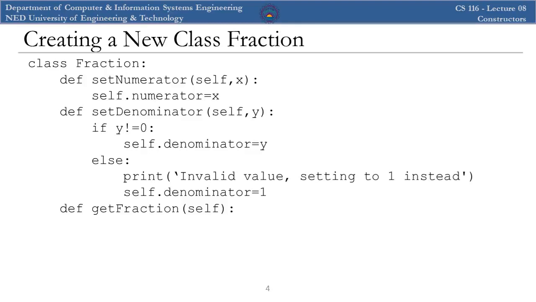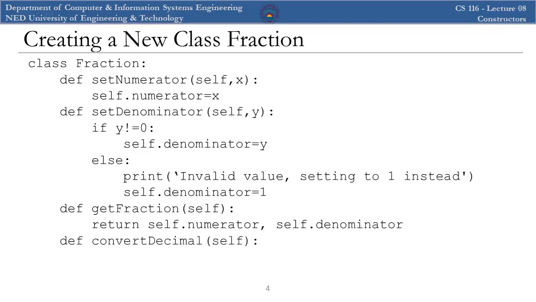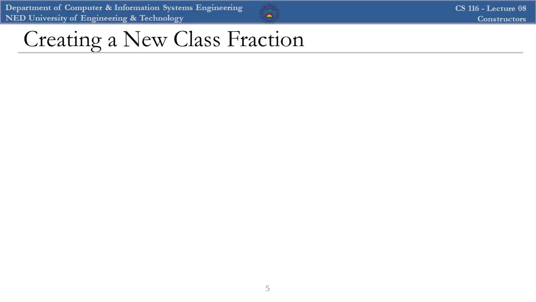Here is a getter method, a combined getter method for both numerator and denominator. It will simply return these two instance variables as a tuple. Okay, I'm adding one more function, convert decimal. This will simply convert this fraction into decimal, and that value will be returned to the caller. So this is a simple statement. It will divide numerator and denominator, and the resulting float value will be returned to the caller. So there is nothing new except for that check in that setter function for denominator.